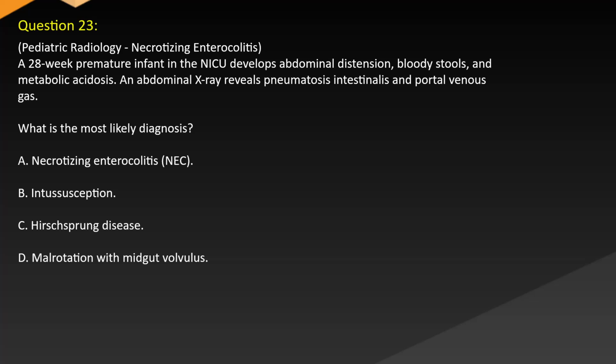Question 23. Pediatric radiology. Necrotizing enterocolitis. A 28-week premature infant in the NICU develops abdominal distension, bloody stools, and metabolic acidosis. An abdominal X-ray reveals pneumatosis intestinalis and portal venous gas. What is the most likely diagnosis? A. Necrotizing enterocolitis, NEC. B. Intussusception. C. Hirschsprung disease. D. Malrotation with midgut volvulus.